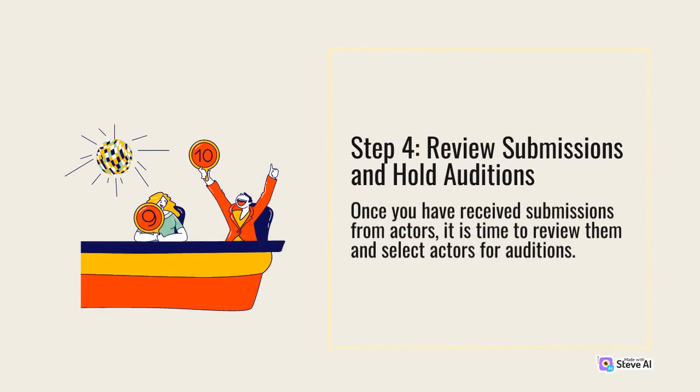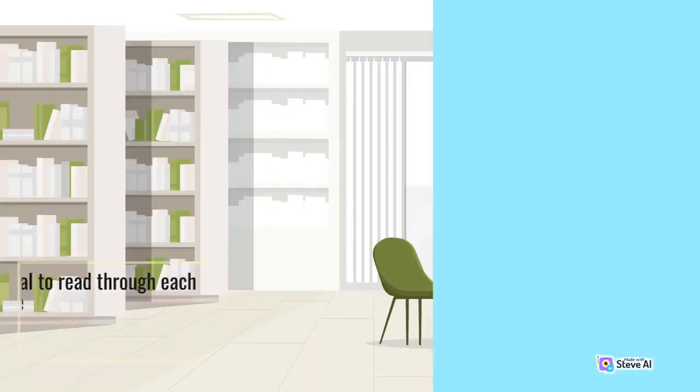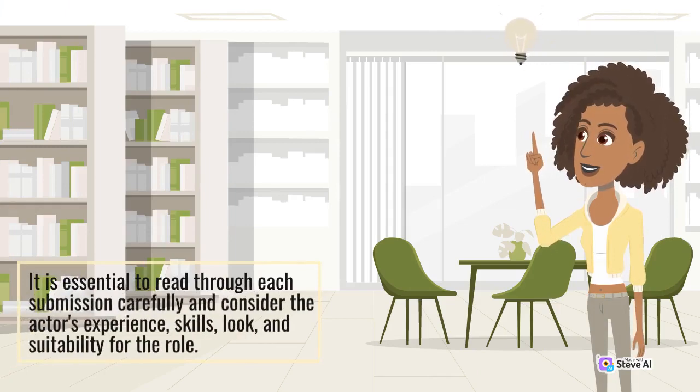Step 4. Review submissions and hold auditions. Once you have received submissions from actors, it is time to review them and select actors for auditions. It is essential to read through each submission carefully and consider the actor's experience, skills, look, and suitability for the role.